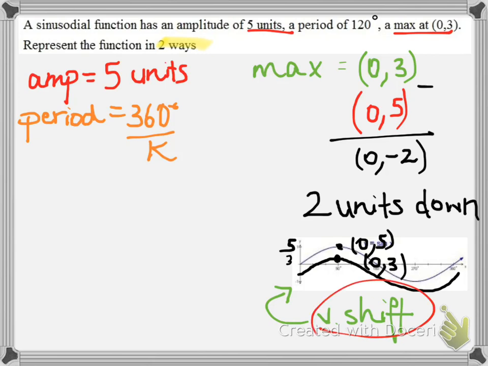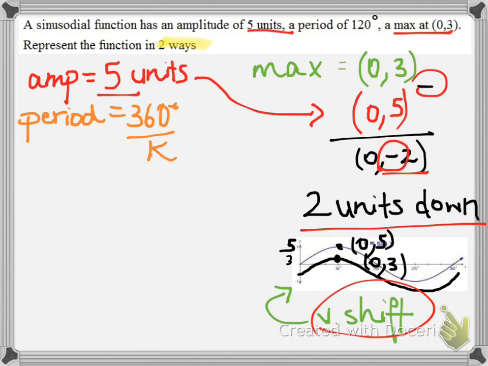Now I'm calculating the vertical shift, and I did that by taking the max, which is 0,3, and taking the amplitude, which I know is 0,5 because of the 5 units, and I figured out that the difference is 0, negative 2. And because it's negative, we know that it's 2 units down. So again, I have a little rough sketch. Here, the normal function would be like this. So the max should be at 0,5, but because the max is at 0,3, we know that it went 2 units down.